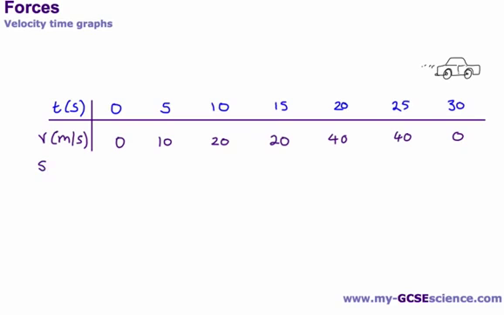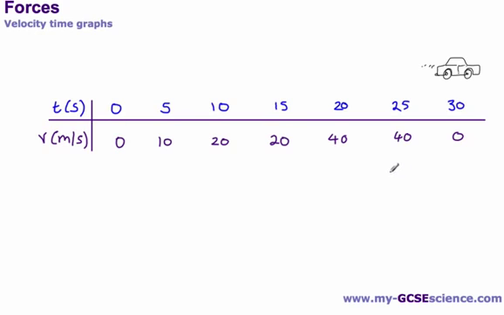So here we have the table, we've got time along the top and velocity along the bottom, and you can see changes in the movement of the car. So at time 0, it's not moving. After 5 seconds, it goes up to 10 meters per second. Remember, the unit for velocity is meters per second, and so on over time, and you can see what's going on there.